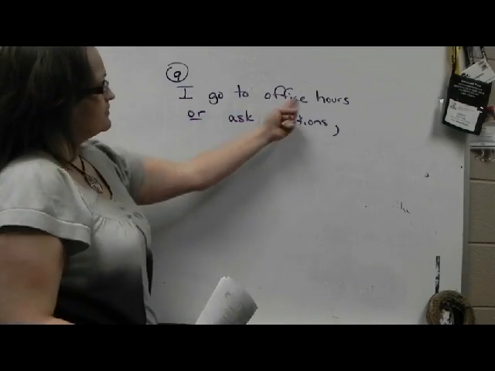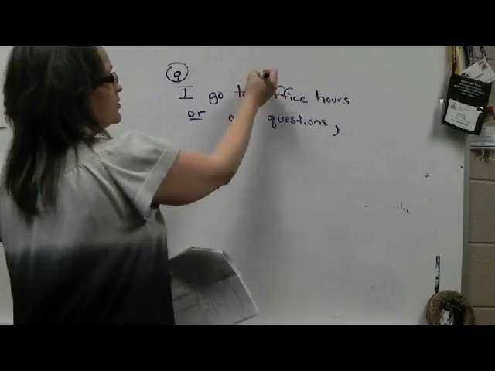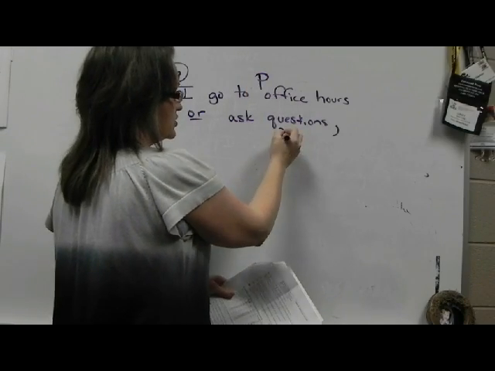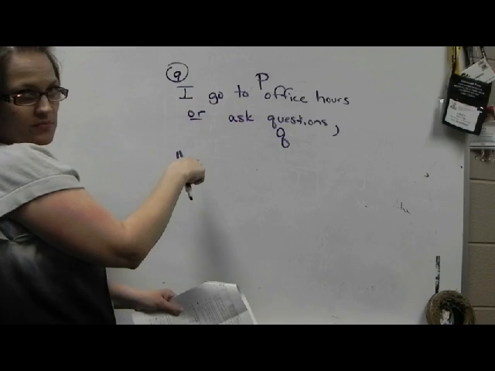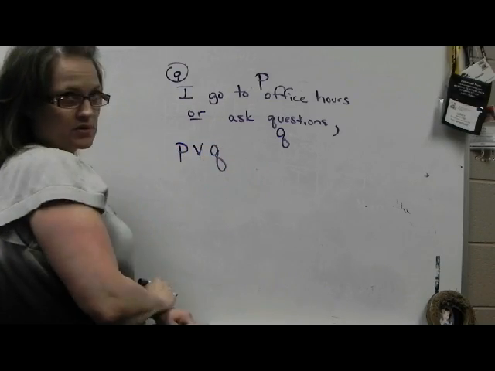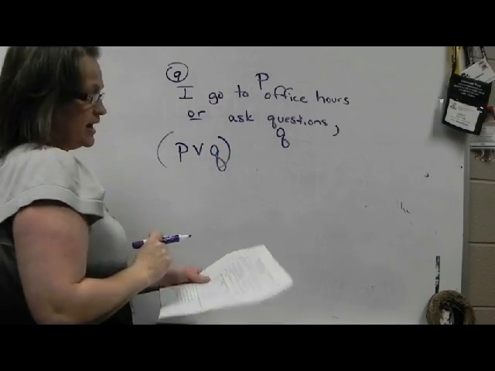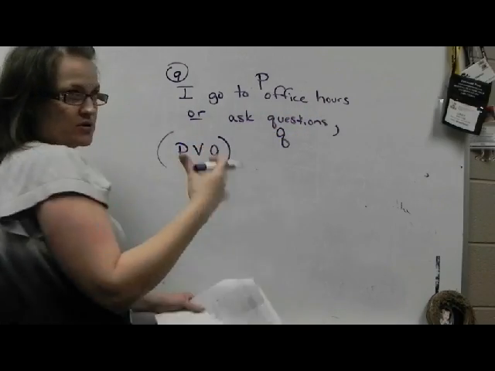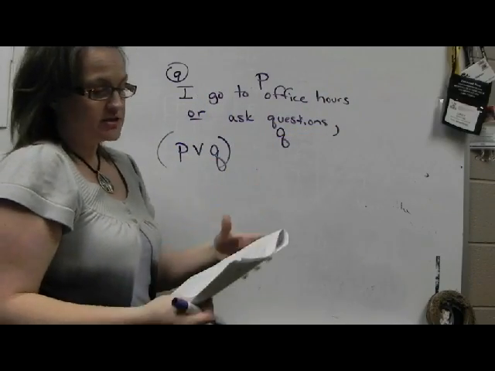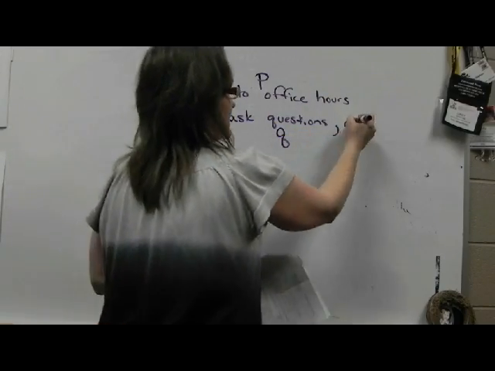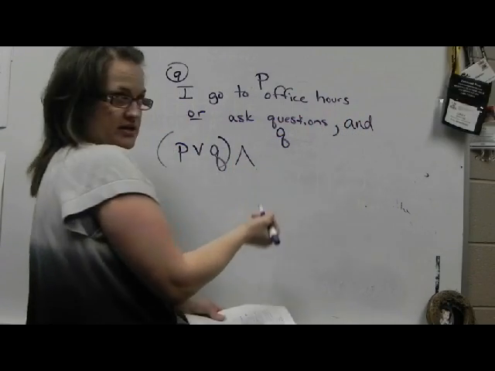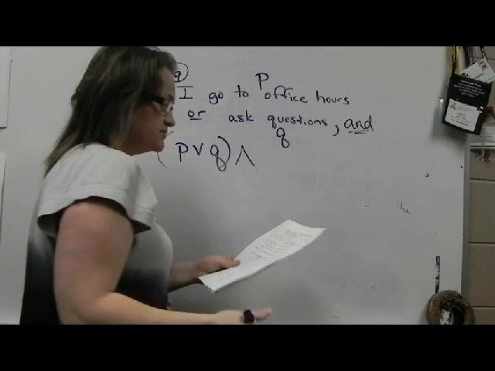Two ideas. Office hours, we're going to label that with a P. Ask questions with a Q. So the way we could represent this is P or Q, and that's in parentheses because it partitions off as this idea, and then comma onto the next part. Okay, so then we say "and," which is the upside down V. It looks like that. So that connective.